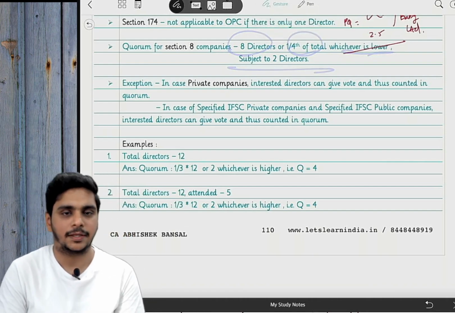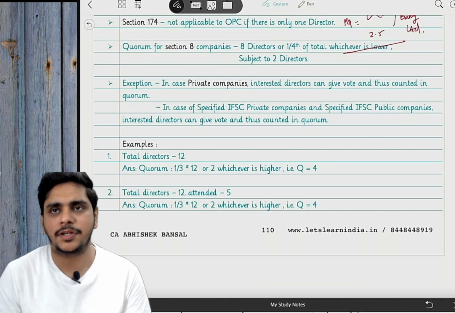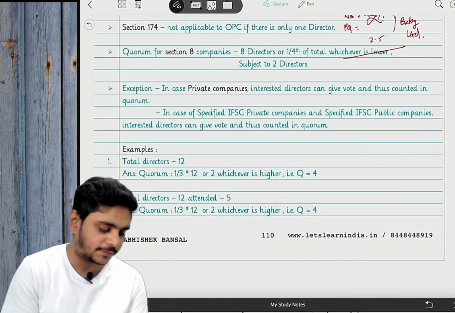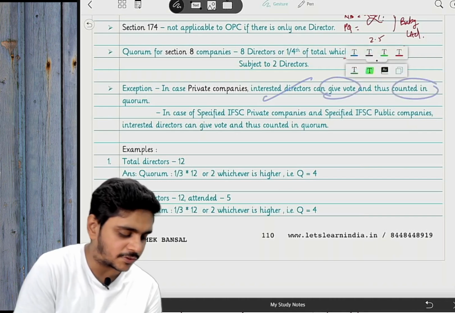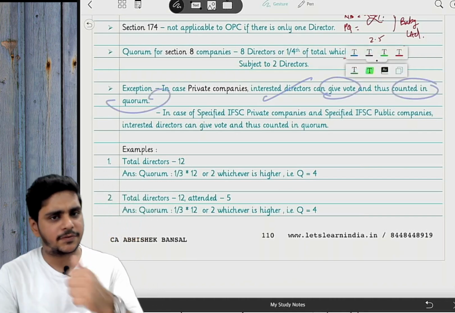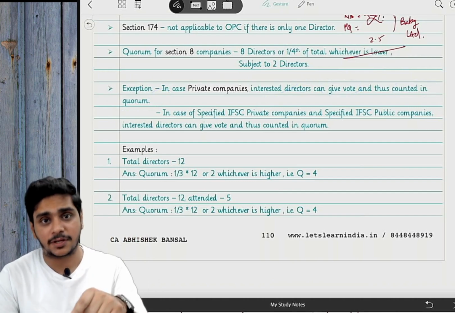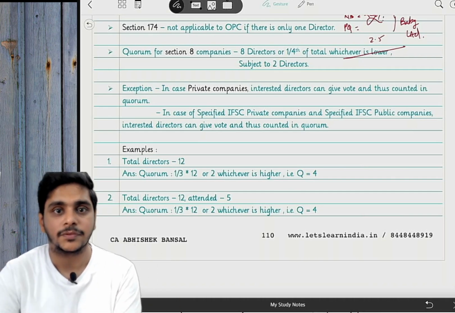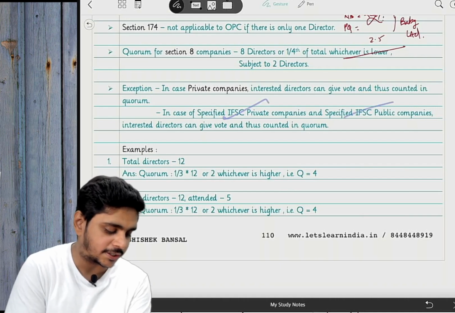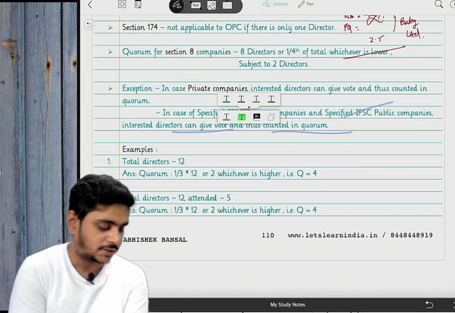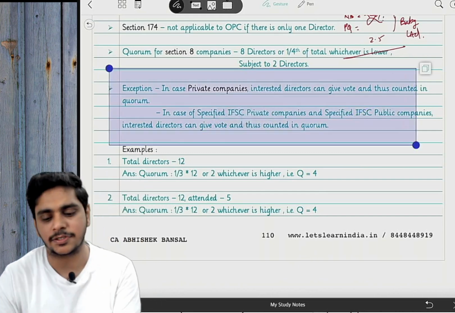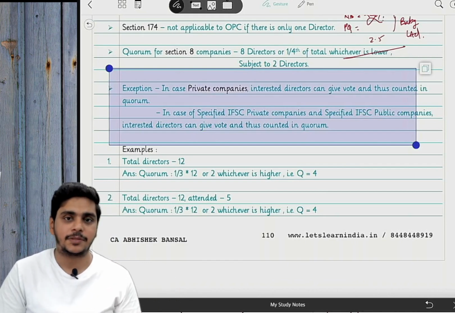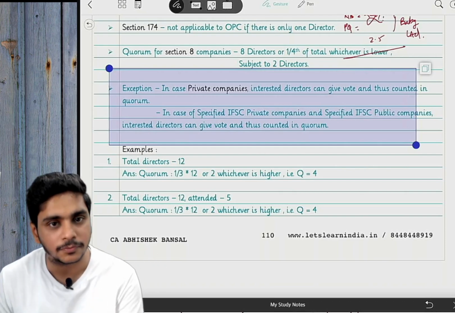Generally, if you are an interested director, you cannot vote because you abstain from voting. However, in the case of private companies, an interested director can vote and is therefore counted in the quorum. So generally interested directors are never counted for quorum because they cannot vote. But in a private company, if you are an interested director, you can vote, and once you have voted, you are counted for quorum. In the same way, in an IFSC public and private company, directors can vote and are thus counted in the quorum. So these are the two exceptions for an interested director. Generally an interested director cannot vote and is therefore not counted for quorum, but in a private company they can vote and can be counted for quorum also.